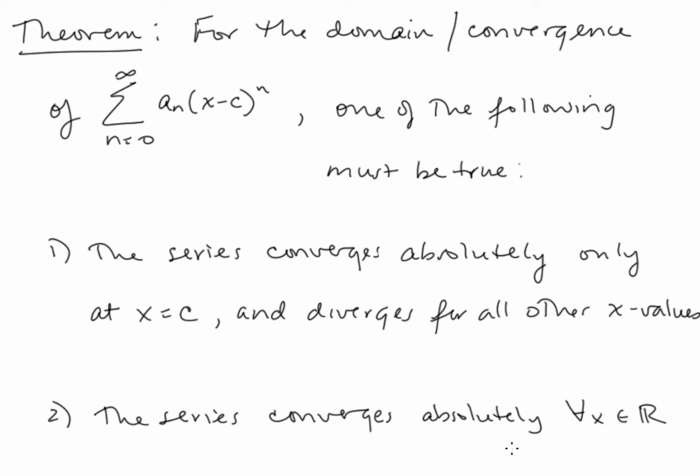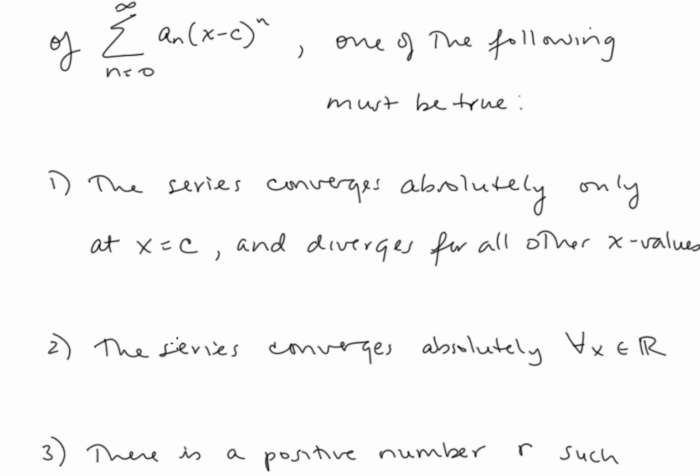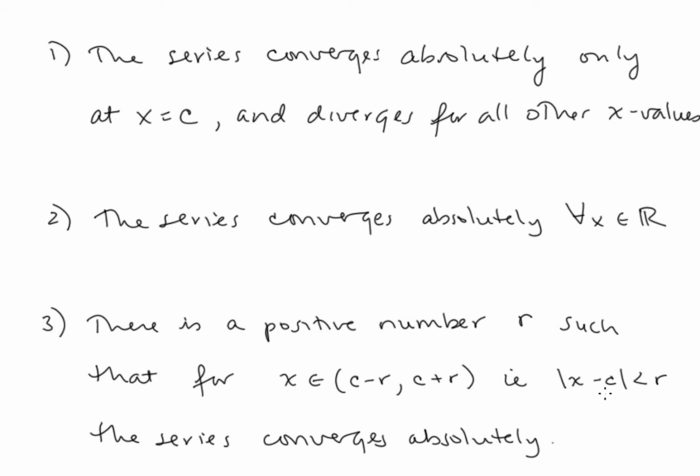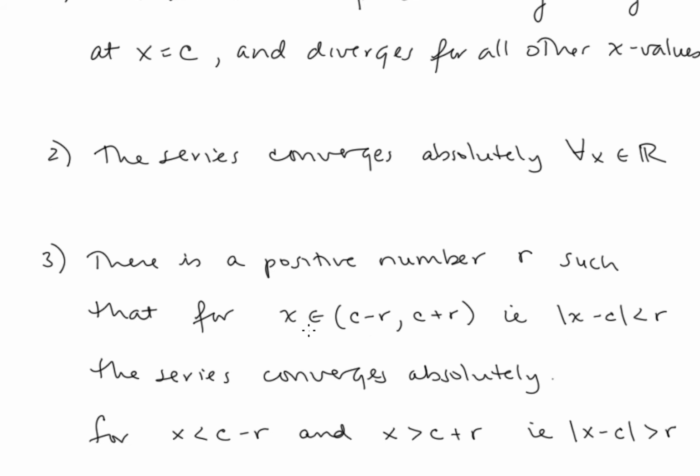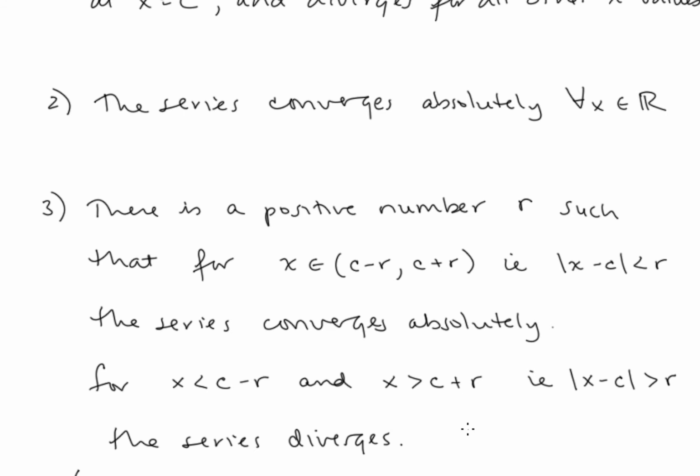In general, if we're looking for the domain of the power series, or the x values for which it converges, it's the same set. One of the following must be true. The first case is that the series converges absolutely only at x equals c, only at the center, and it diverges for all other x values. The second case is that the series converges absolutely for all x in the real numbers. And the third case is what we saw above, that there is a positive number r such that for x in the interval c minus r to c plus r, or we can say absolute value of x minus c less than r, the series converges absolutely. And outside of that interval, the series diverges.